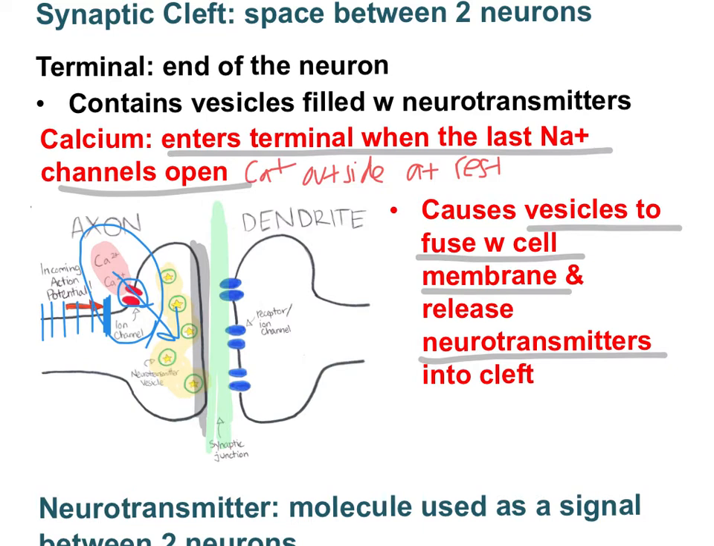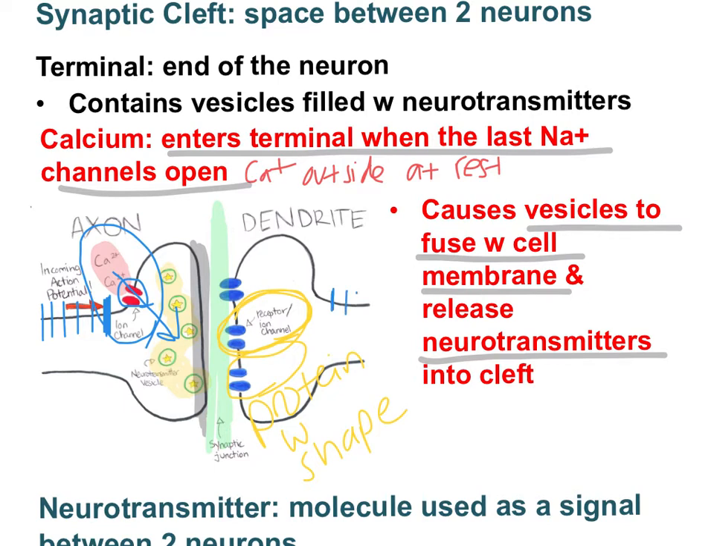That neighboring cell has a dendrite. Remember, dendrites are where the neurotransmitters bind. So that neighboring neuron has a dendrite that contains receptors. A receptor is a protein with a specific shape, and that receptor protein can bind that neurotransmitter. When that neurotransmitter binds to the receptor, it will then cause a sodium channel on that new neuron to open.